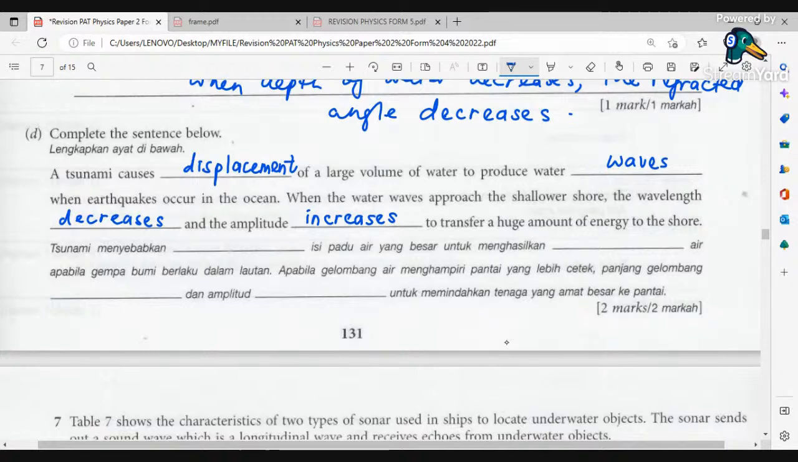Because there's a transfer of energy due to the movement or earthquake. So transfer a huge amount of energy to the shore. Okay, clue untuk amplitude increase you boleh nampak sini. Huge amount of energy maksudnya high amplitude. Okay.